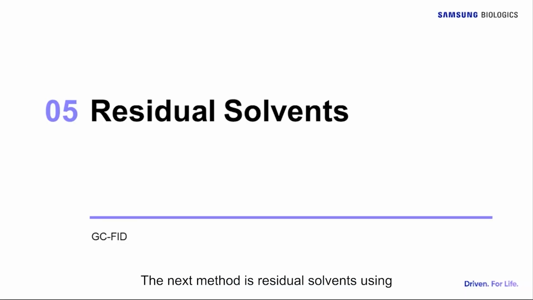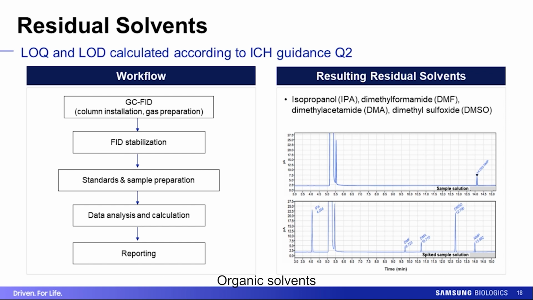The next method is residual solvents using gas chromatography, flame ionization detection. Organic solvents such as DMSO, DMA, and DMF, dimethylformamide, dimethylacetamide, dimethyl sulfoxide, and isopropanol are commonly used in the conjugation process. So LOQ and LOD should be evaluated as they are limit tested, similar to FDRI, because this method is related to the process-related impurities. So the workflow is on the left side.